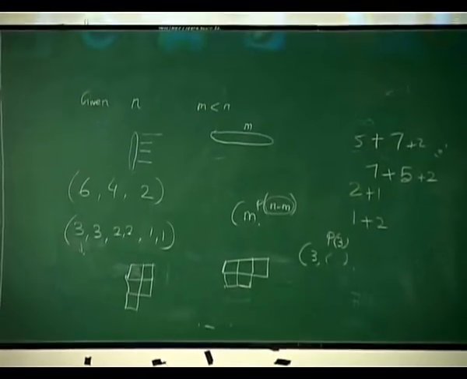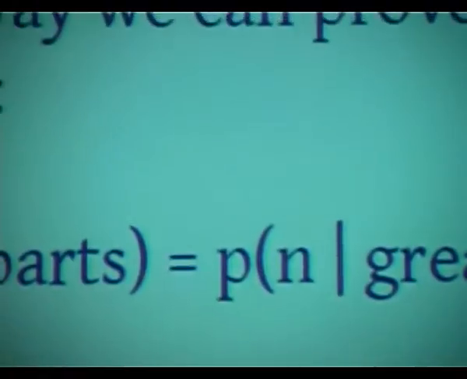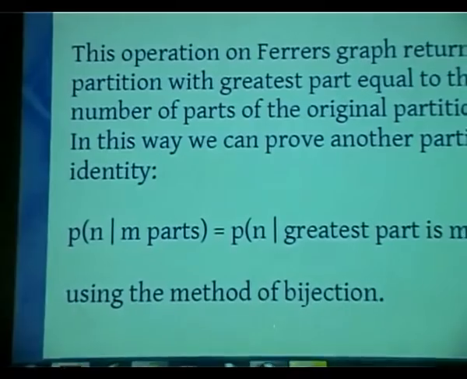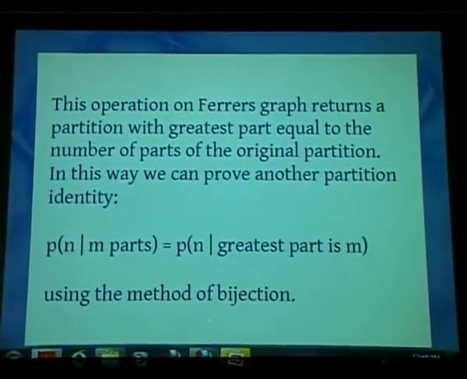So this operation of conjugation is just a bijection. Previously we were explicitly merging and splitting, but now the operation on the Ferrers board gives you the bijection.